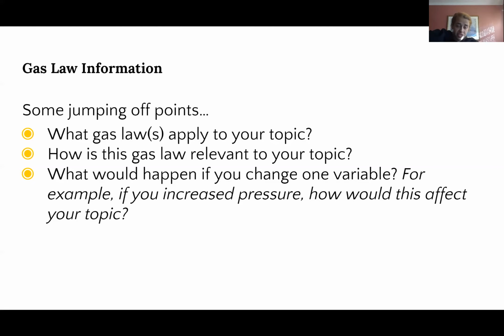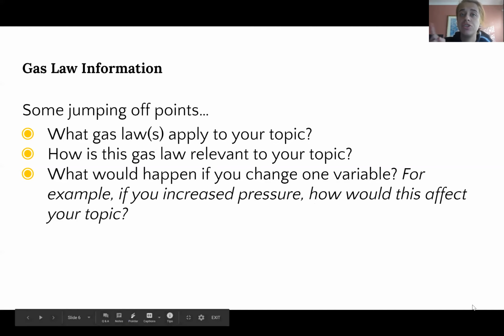Gas law information: make sure that you are discussing what gas laws are present. Think about what gas laws apply to your topic and how it is relevant. And then what would happen if you were to change one variable? Think about the gas laws and the different variables that they have: temperature, volume, pressure, amount of gas, etc. Think about what would happen if you changed the pressure or the temperature. How would that affect the rest of the reaction in your topic?